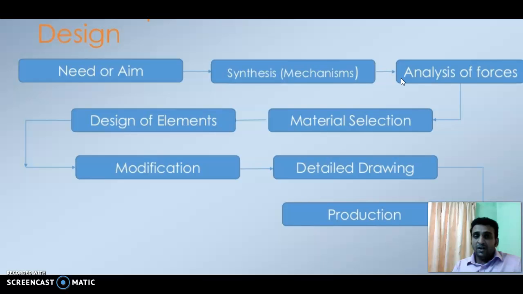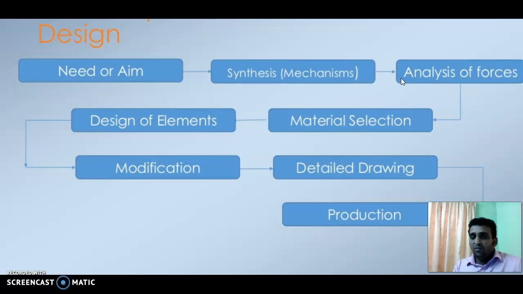So before that production area, we need these kinds of attitudes, or this kind of method is required. First of all, we have to find the need. Next one is synthesis or mechanism. Next point is analysis of forces. Then after that analysis of forces, we have to select the material. Then we have to design.